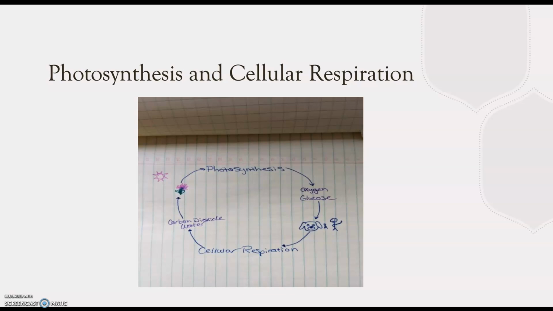Photosynthesis creates oxygen and glucose, and that goes to animals and humans depending on the food that we eat. That gets turned into cellular respiration because we have to create glucose and ATP to do activities. And then as we use up that energy, we are dispersing carbon dioxide into the air. And plants use the carbon dioxide and water with sunlight to create more energy through photosynthesis.